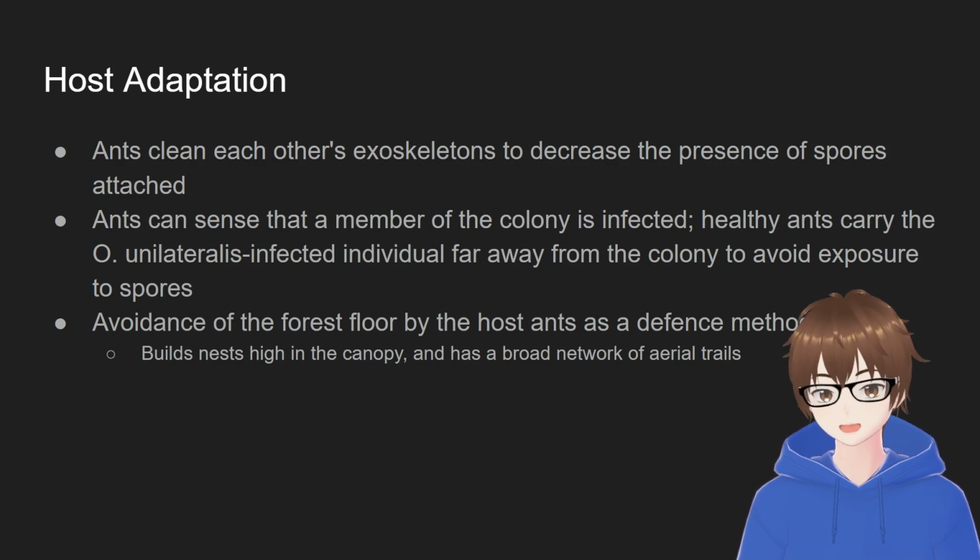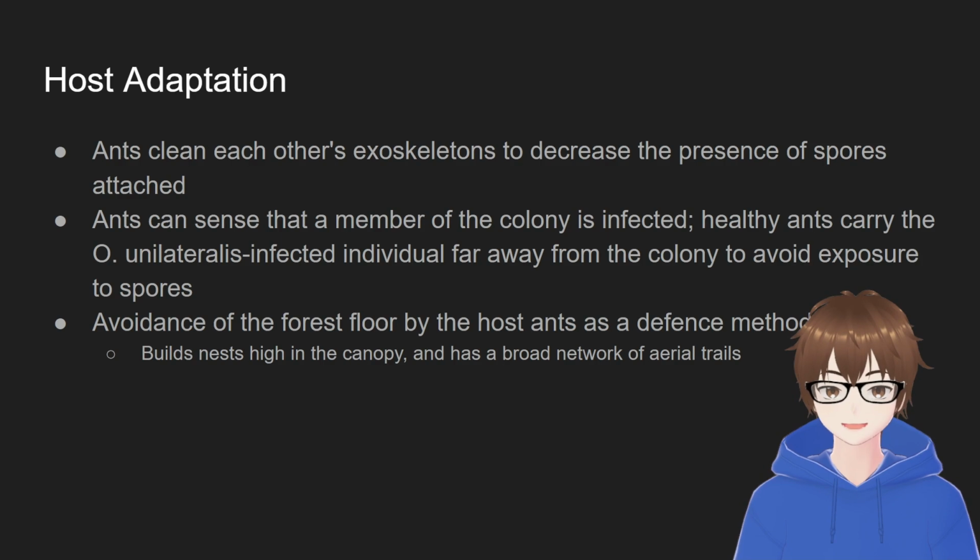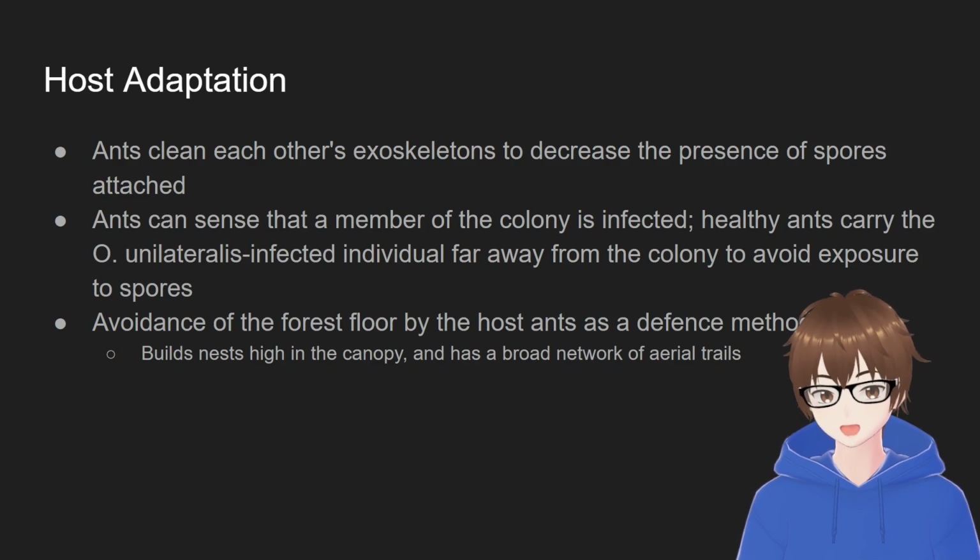Then there is also avoidance. They will avoid going onto the forest floor as much as they can. This is used as a defense method. These carpenter ants will build their nests high up in the canopies of the trees, and then they'll use aerial trails, or walk from leaf to leaf or branch to branch, so that they do not have to go on the forest floor where the spores are more likely to be.